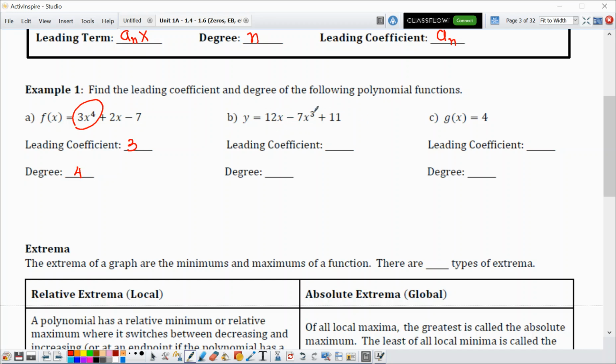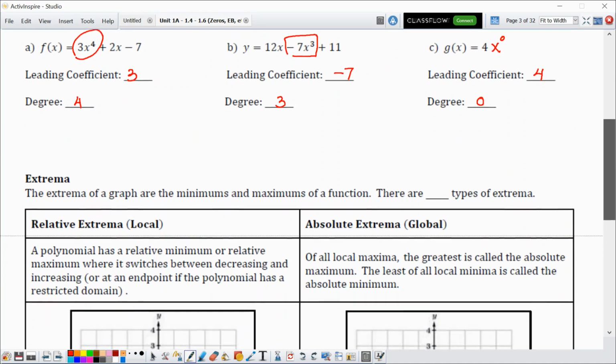Sometimes they trick you by not putting the terms in order. So search for the highest exponent, which is x to the third. So the leading coefficient is -7 and the degree is 3. Now this is a constant term, so you can say x to the 0. So the coefficient is 4 and the degree is 0. All the constant terms are called 0 degree. First degree is a linear function, second degree is a quadratic, so this 0 degree is a constant.